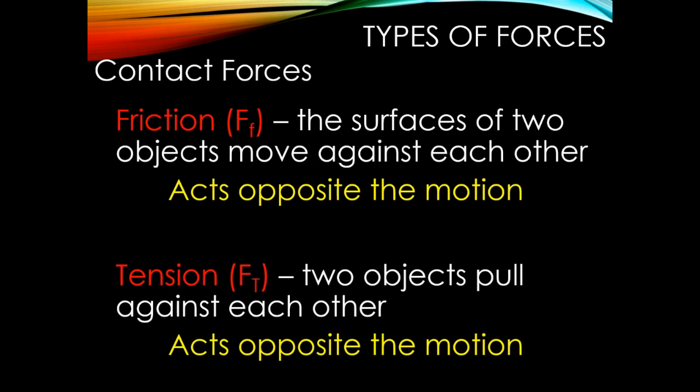Another contact force is tension. Tension force occurs when two objects pull against each other. Take the projector that's hanging from our classroom ceiling. Why doesn't it fall? There's a bracket up there that applies a force that keeps it up there. Tension also acts in the direction opposite of the motion, or opposite the direction that the object would be going if it were moving.